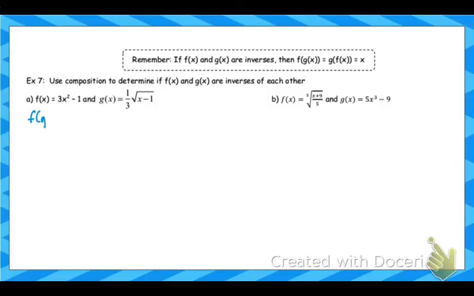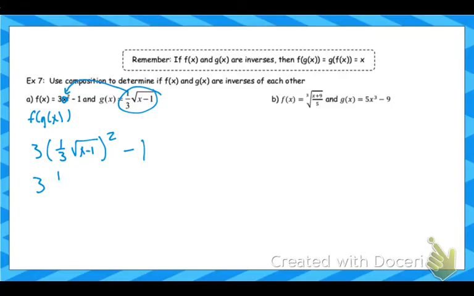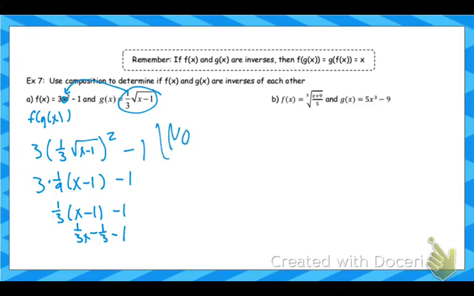So we'll start with f of g of x. That means I replace the x in the f of x function with the g of x function. So this would be 3 times 1/3 square root of x minus 1 squared minus 1. Well, if I do that math, I would get 3 times 1 over 9 times x minus 1, which would be 1/3 times x minus 1, which is 1/3 x minus 1/3 minus 1, which is not x. So at this point we know, no, these functions are not inverses. All right, now let's try the next one.